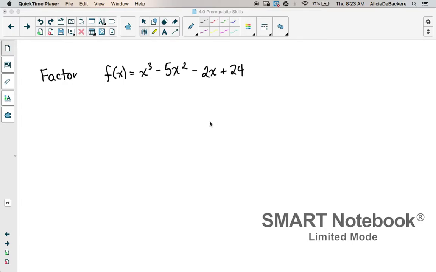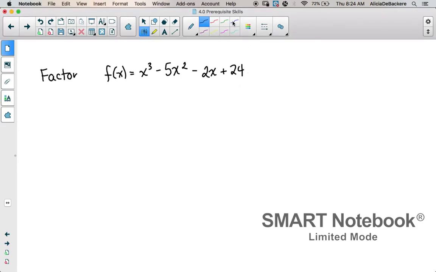Okay, I just want to do a quick review of how to factor a cubic, just for those of you who need a little refresher. So here's my question. I'm going to factor f of x, and I've got a cubic function here. I'm going to use the factor theorem, and I'm going to use long division in this example, but you can use synthetic as well, that's fine.